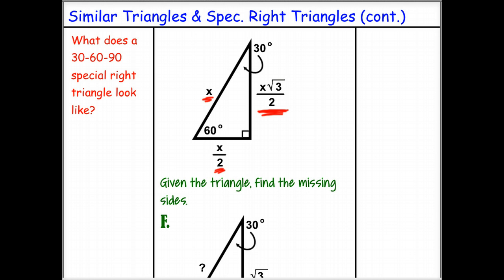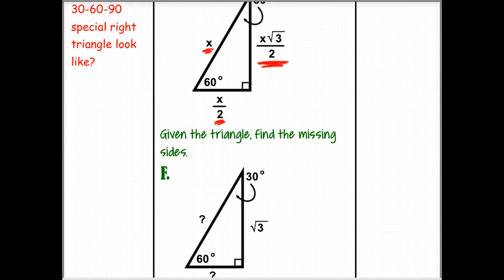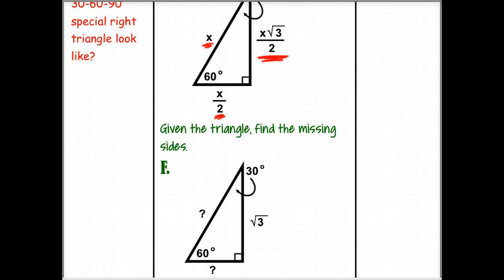So taking a look at this first example, I see that we have our longer leg is the square root of 3. And that is equal to our shorter leg times the square root of 3. And so therefore, that means that this x, in order for that to match, x has to equal 1.